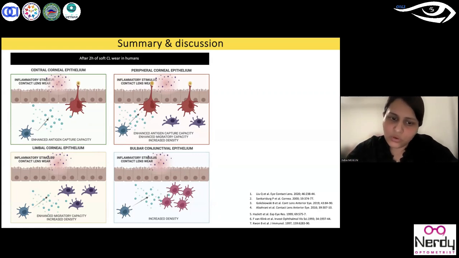This can be because our grading scale was originally designed for corneal immune cells, and it was not designed for conjunctival cells. So it might just lack the sensitivity to pick up the differences in the conjunctiva.